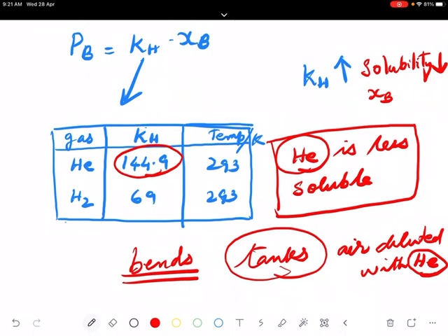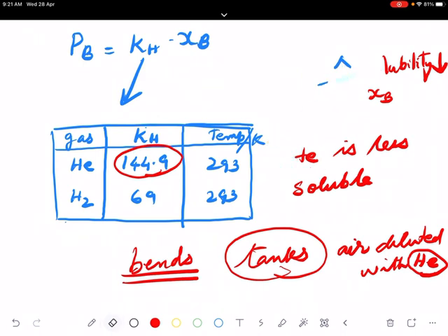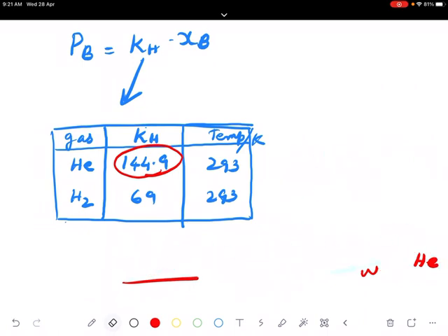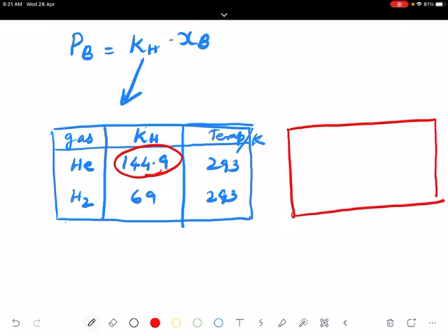Now, what about the temperature difference? If the temperature is high or low, what about the solubility of a particular gas? In that case, I'll be taking the same gas at different temperatures. When I took helium and hydrogen, I took the same temperature and different gases. Now I'm going to take the same gas but at different temperatures.